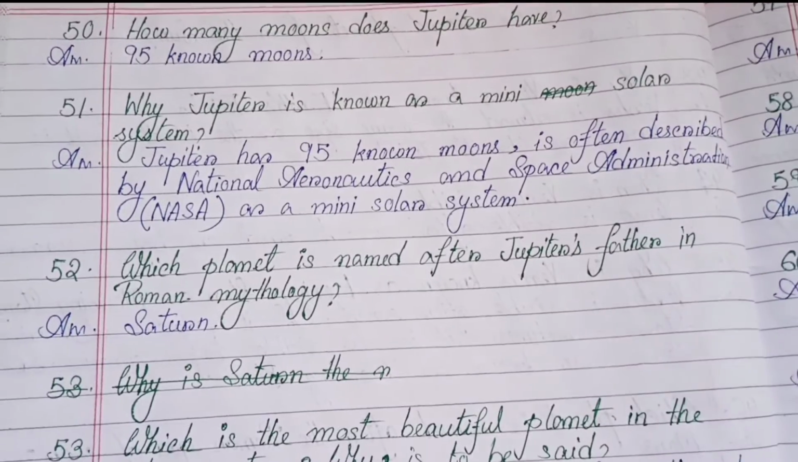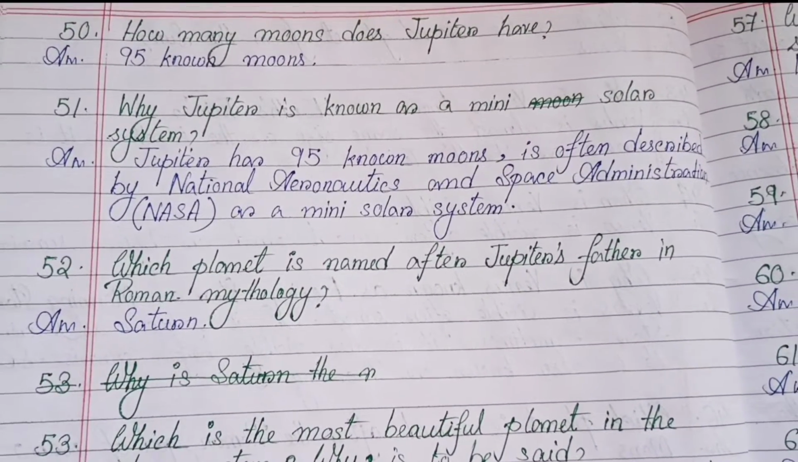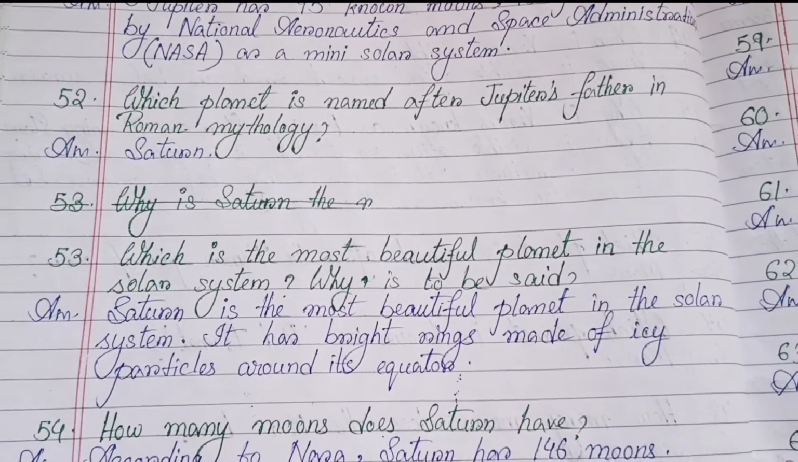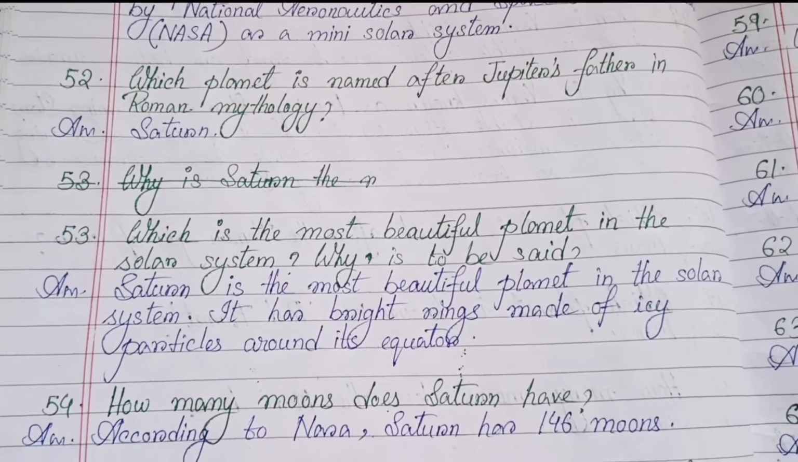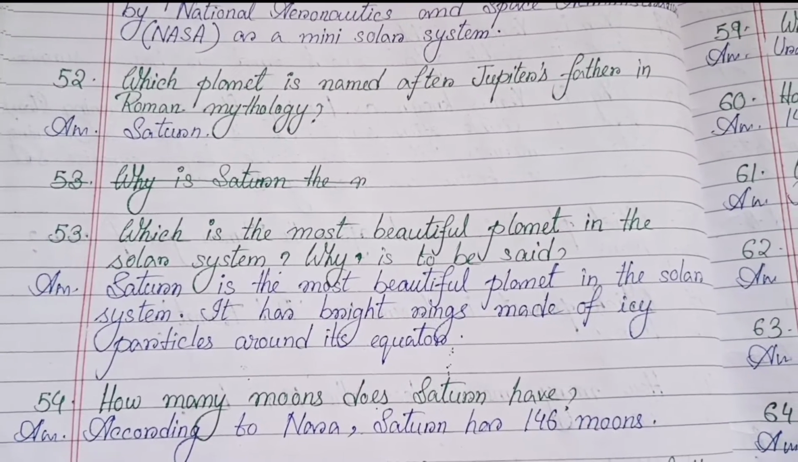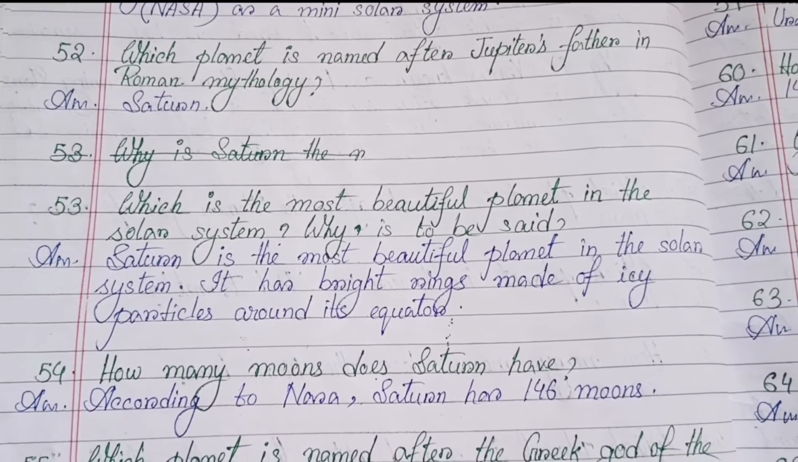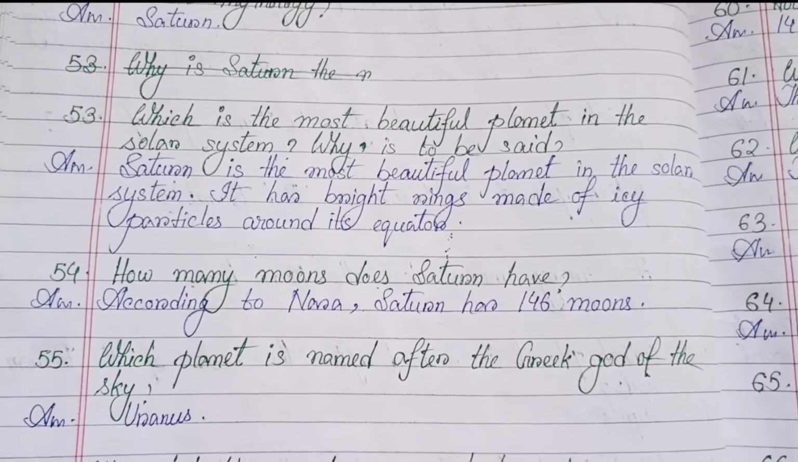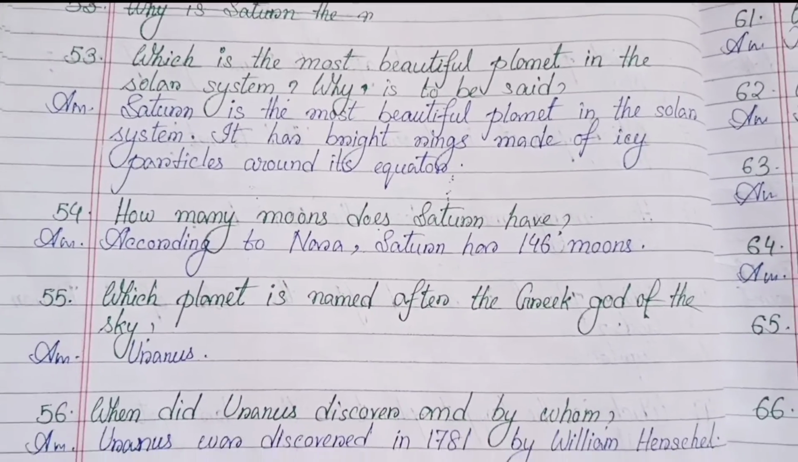Number 52. Which planet is named after Jupiter's father in Roman mythology? Saturn. Number 53. Which is the most beautiful planet in the solar system? Why is it said so? Saturn is the most beautiful planet in the solar system. It has bright rings made of icy particles around its equator. How many moons does Saturn have? According to NASA, Saturn has 146 moons.